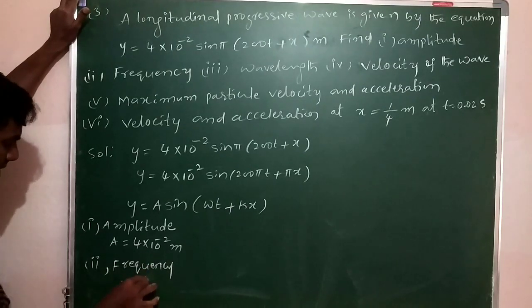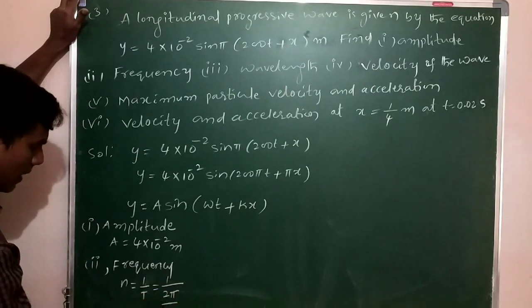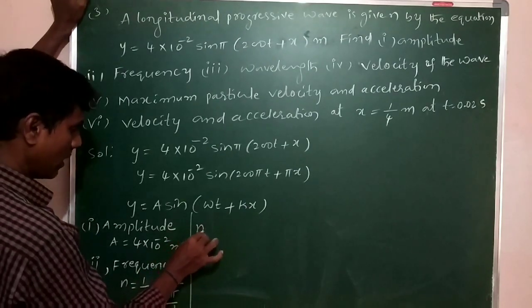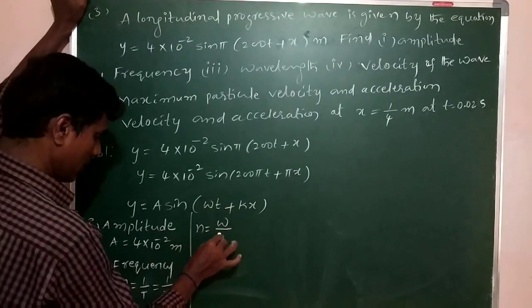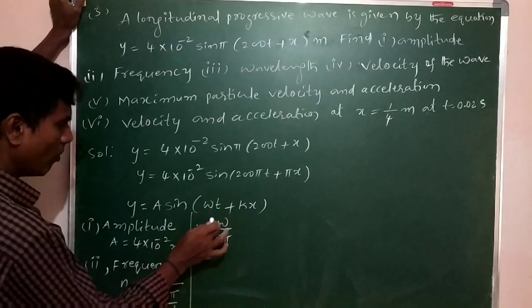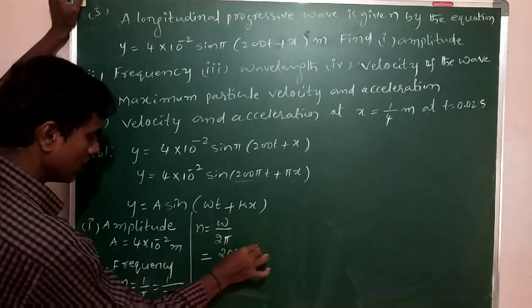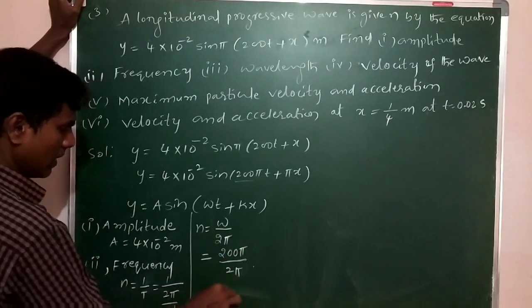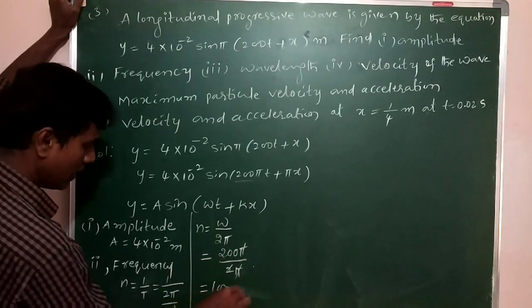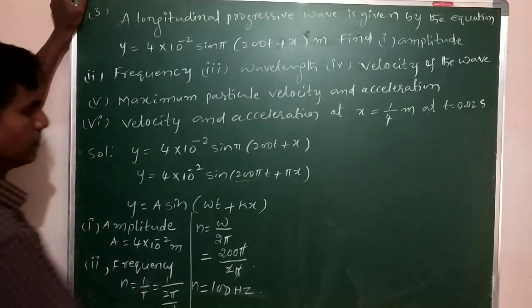Frequency n is equal to 1 by T. We know that T is equal to 2 pi by omega, so finally n is equal to omega by 2 pi is the formula. Now here omega value is 200 pi. So 200 pi by 2 pi, here pi gets cancelled, 2 ones, 2 hundreds. So n is 100 Hz.